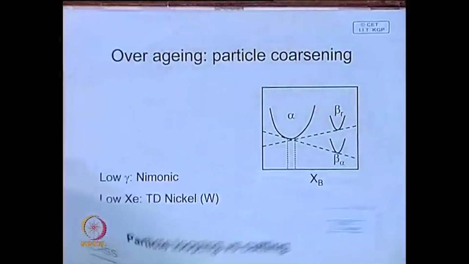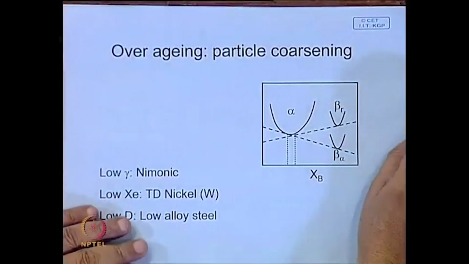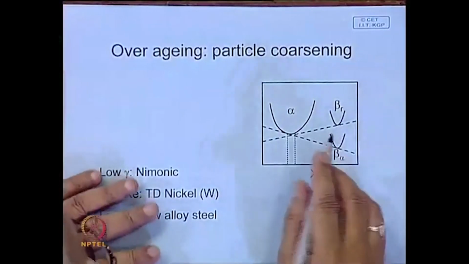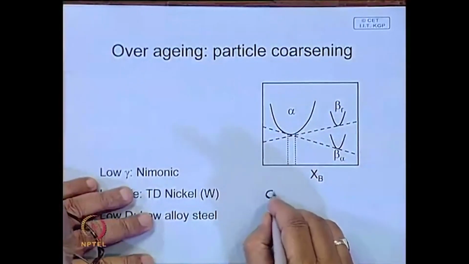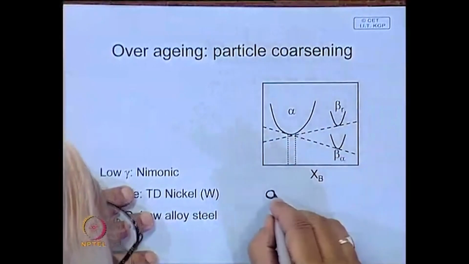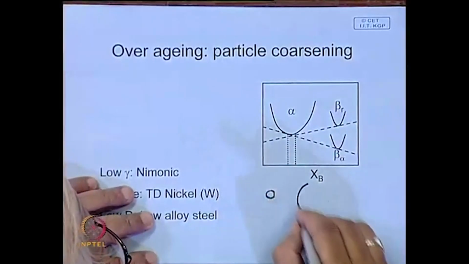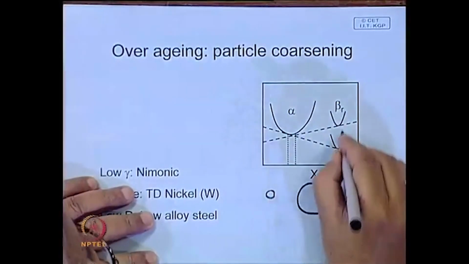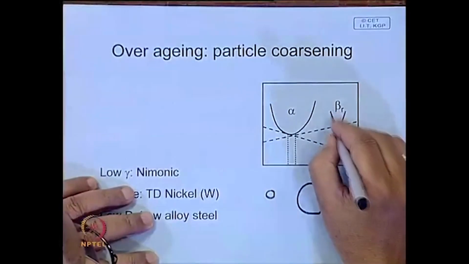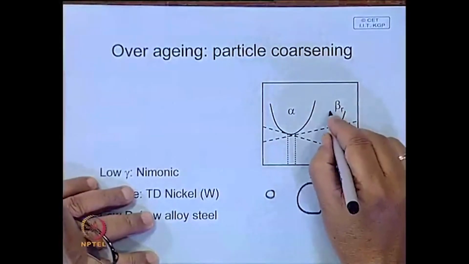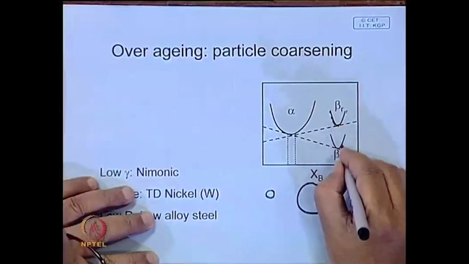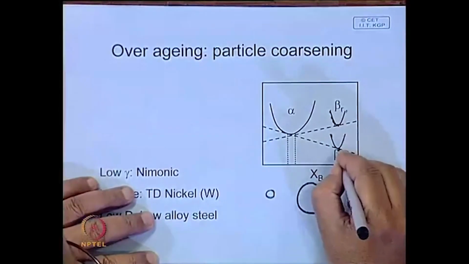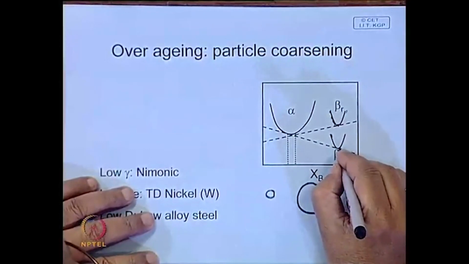So, this is the mechanism of strengthening, and this is overaging, which is shown over here. Actually, this overaging takes place when the precipitate grows, because if you have one precipitate and another large precipitate, they will have different thermodynamic stability. The smaller precipitates are thermodynamically unstable, they have higher free energy. The coarse precipitates are thermodynamically more stable, they have lower free energy.